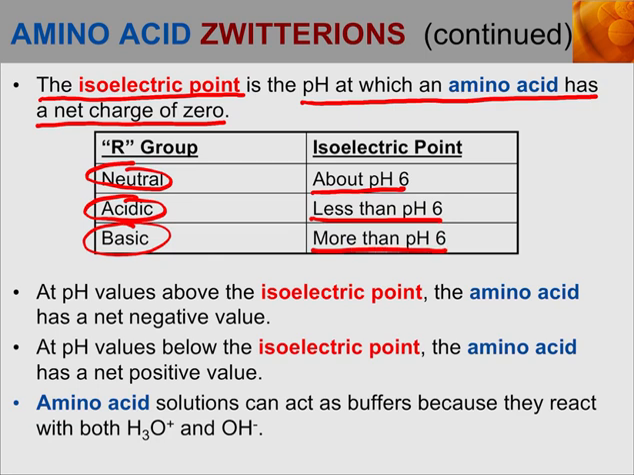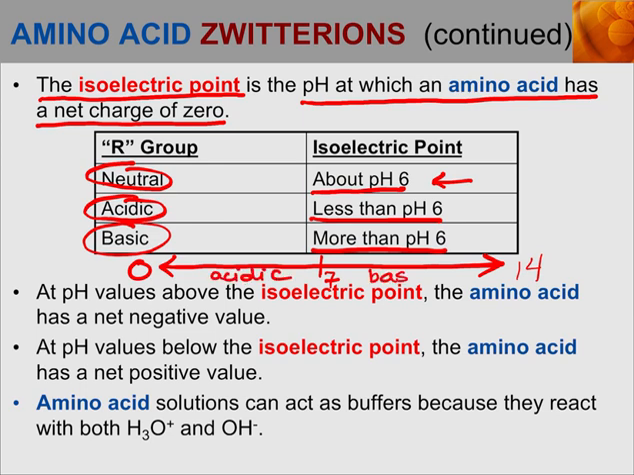So this actually makes sense, right? We know that a neutral pH is around 7, but for amino acids, we're going to say it's around 6. Anything less than that, we know from the pH scale, is acidic. If we think about the full scale from 0 to 14, the middle is 7. Anything less than that is acidic. Anything greater than that is basic. So this makes sense, right?